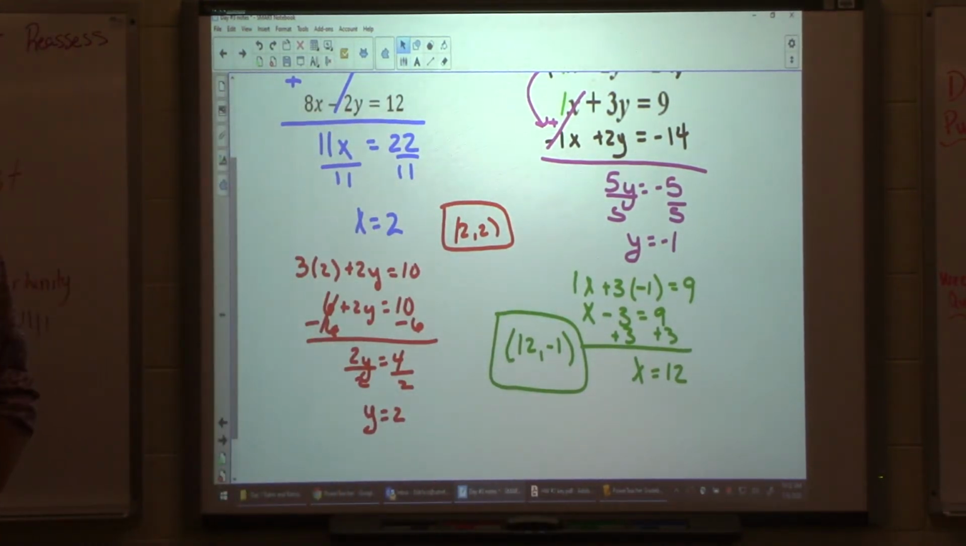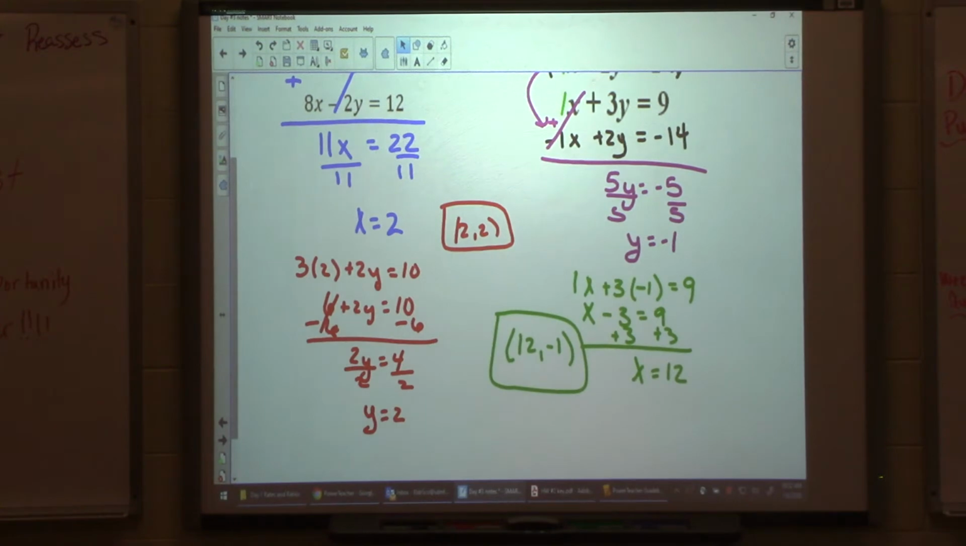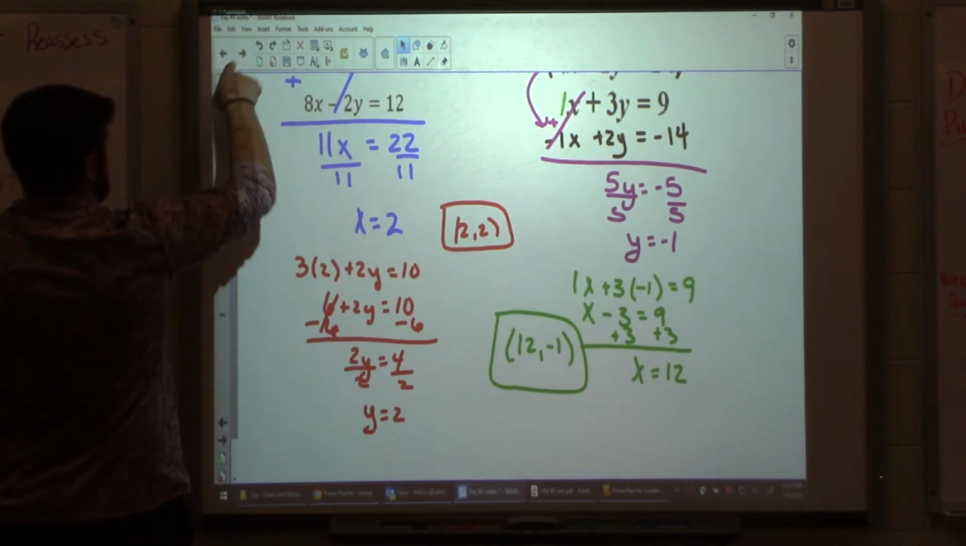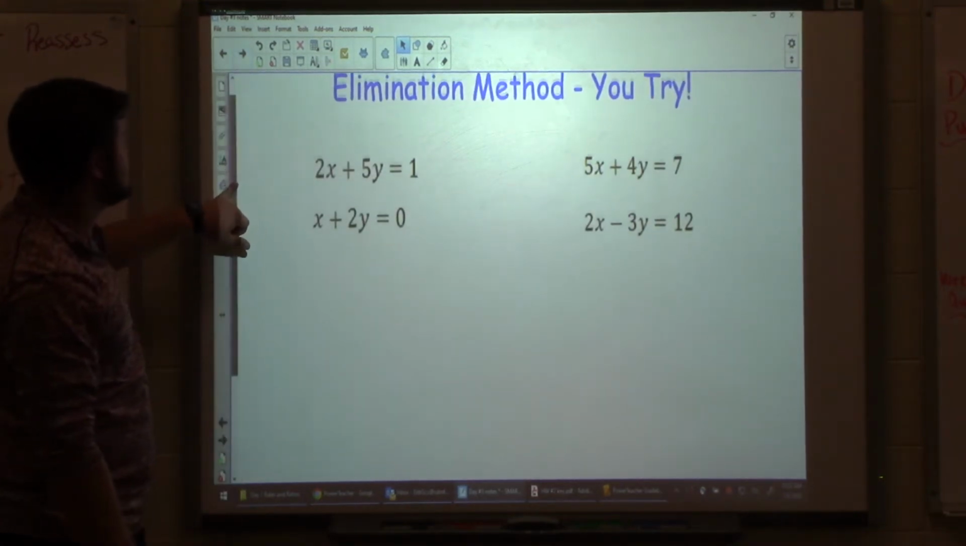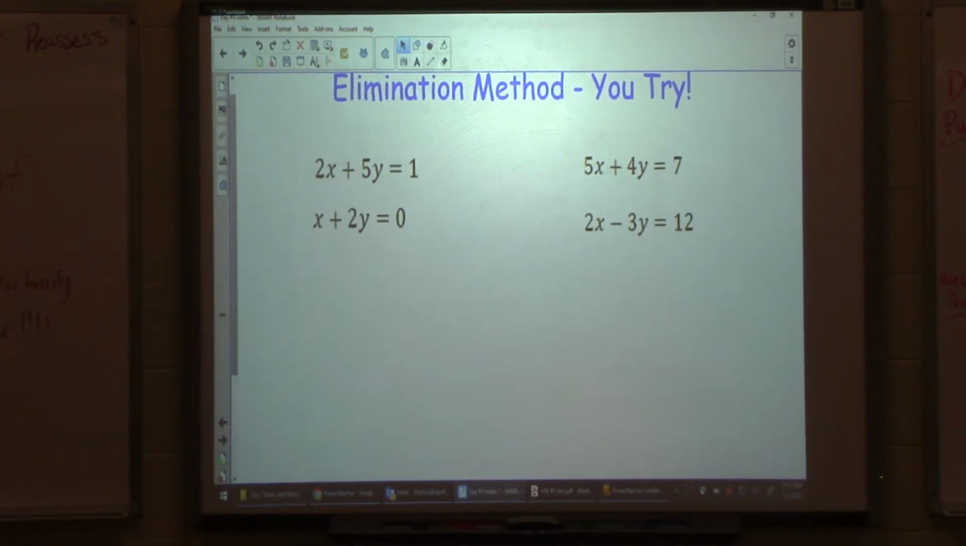Any questions at all? If you flip your page, I believe there are 2 you-try problems. I want you to try only the first one. Try C, we will do D together because it's a little bit different. So try C and then we'll do D together. If you have a question, please make sure you ask. Like I said, it doesn't matter which variable you get rid of, but one of them is probably easier than the other.